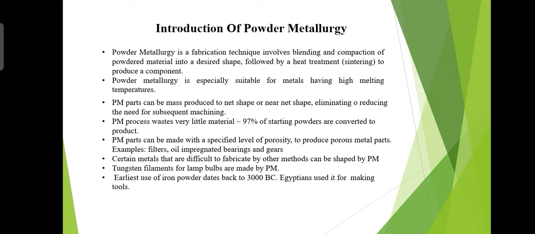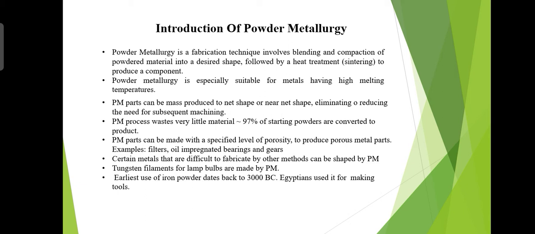Powder metallurgy is a fabrication technique and involves blending and compaction of powder material into desired shape, followed by heat treatment and sintering. Sintering is a heat treatment process performed in powder metallurgy to produce a component.